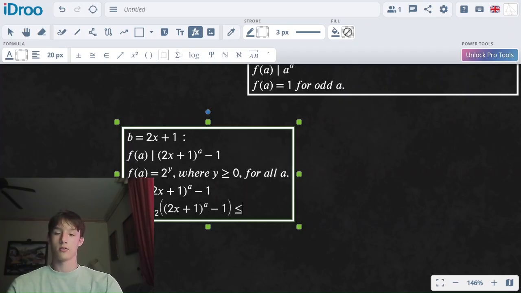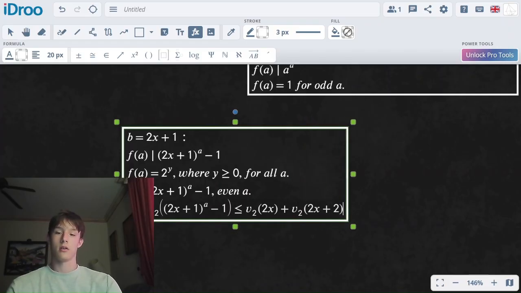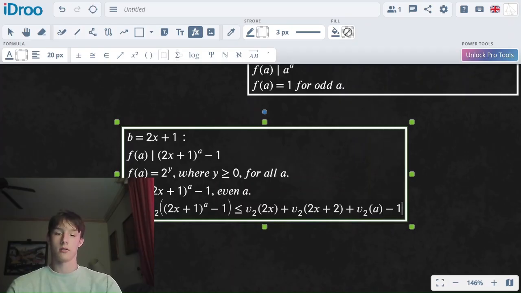And this thing is less than or equal to, by LTE, because a was even. So a is even here. Taking even a, and using LTE, we know that this thing is less than or equal to 2x plus 1 and minus 1, which is this, and 2x plus 1, which is this. And then we know that this thing plus v2(a) and minus 1.